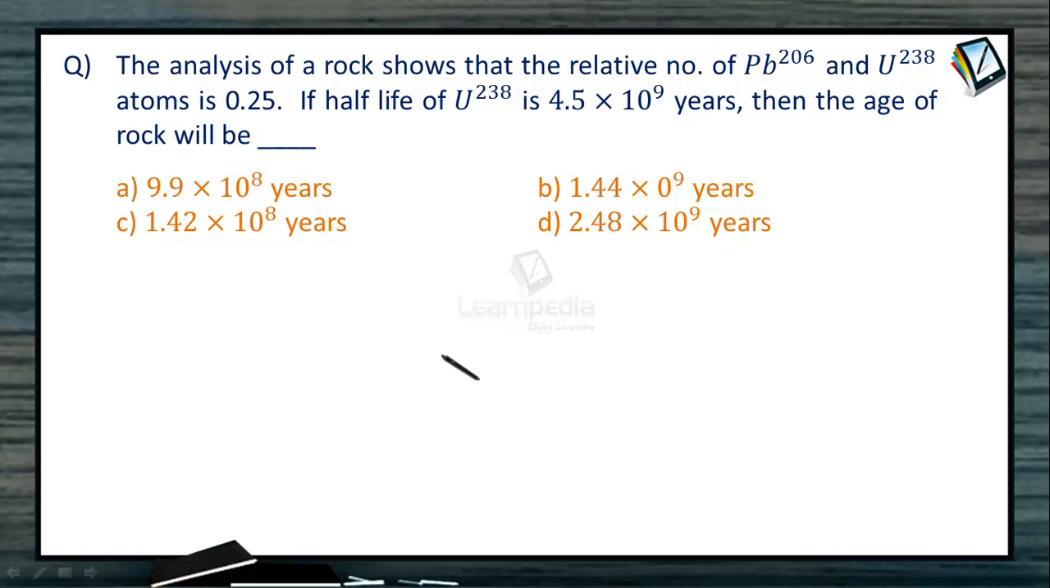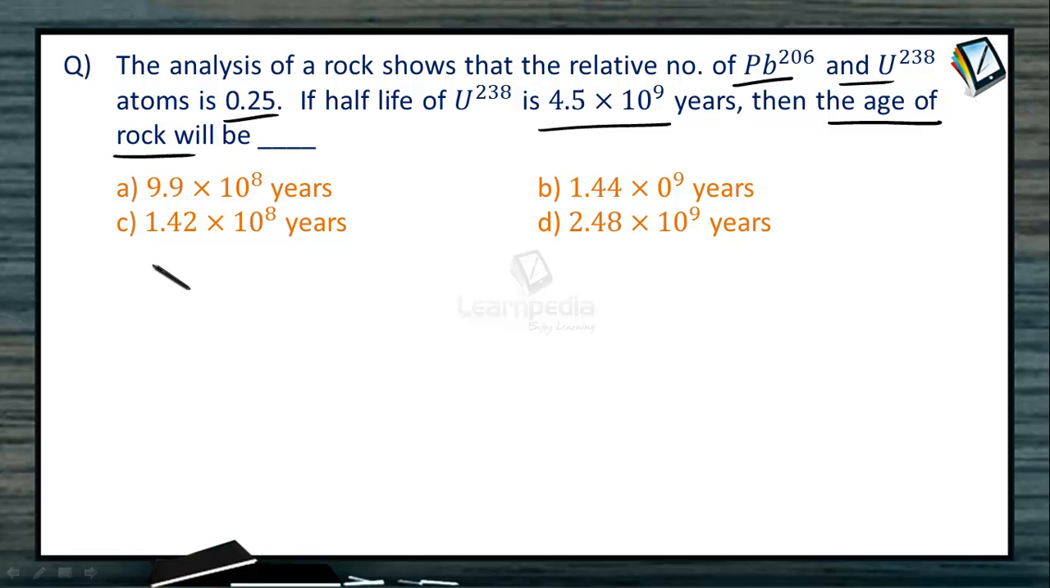This is a very important model objective from the chapter nuclear chemistry, and this is related to one of the applications of radioactive isotopes, that is finding out the age of rock. Here the ratio of lead and uranium is given as 0.25, and the half-life of this uranium is also given. We need to find out the age of the rock.